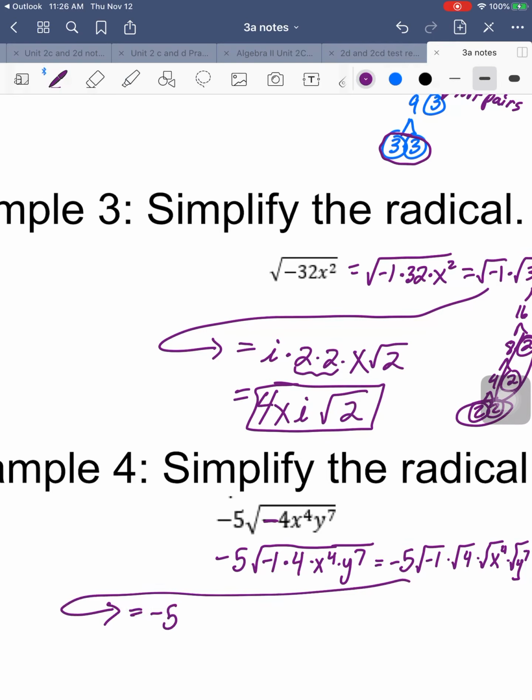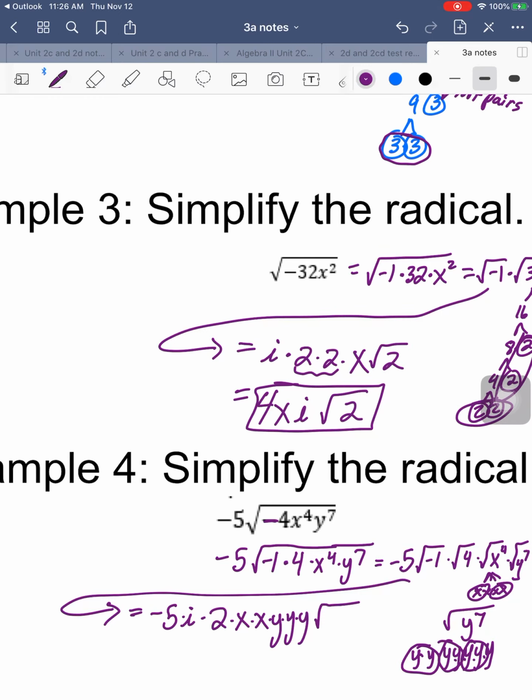All right, so we have -5. Square root of -1 is i. Square root of 4 is 2. There's all multiplications in between. x to the 4th, there's 4 x's. Square root of that is x squared, so x times x, or you could write x squared. y to the 7th, let me write that over here so you can see it a little bit better. That would break down into 1, 2, 3, 4, 5, 6, 7 y's. 7 y's multiplied together is the same thing as y to the 7th. And when you take the square root of that, you're looking for pairs, so you get 1, 2, 3 pairs. So we're going to have 3 y's on the outside and a y left over on the inside.